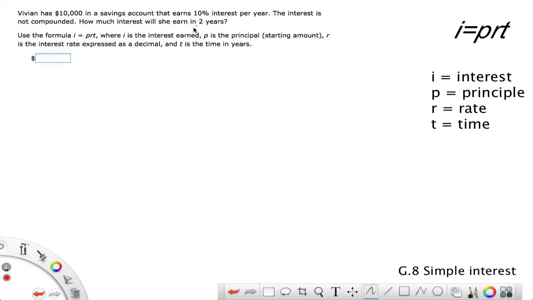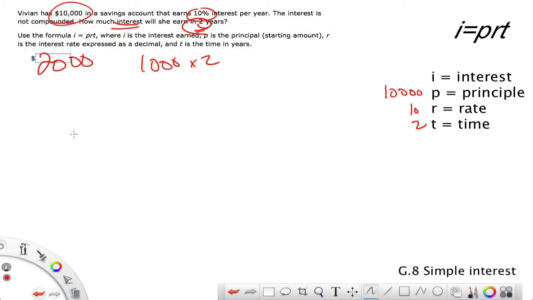Alright, so now notice on this one, it's for 2 years. So now T equals 2, our rate is still 10%, and now our principal is $10,000. So what we'll do is we'll find 10% of 10,000, which is $1,000, and that's for 1 year, but it's been 2 years. So how much interest? $2,000. Again, this one didn't care about the total, but how much interest. So again, the interest is simply multiplying the principal times the rate times time.